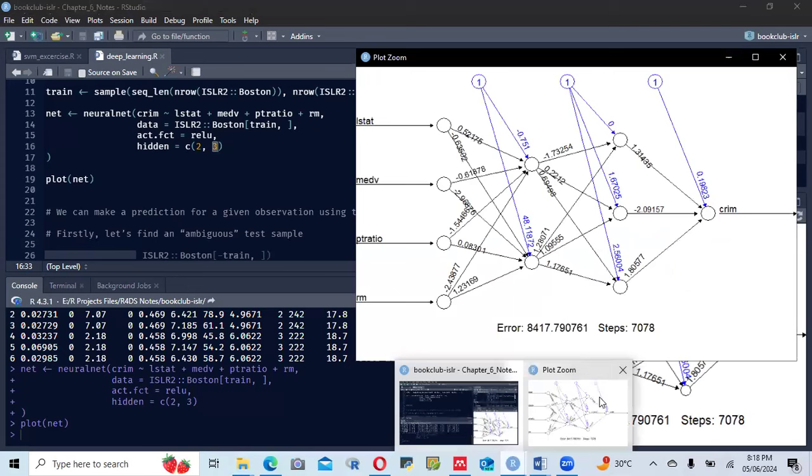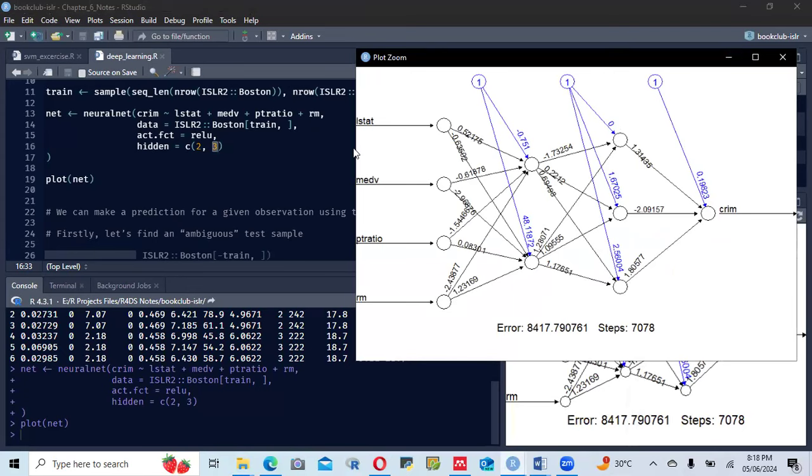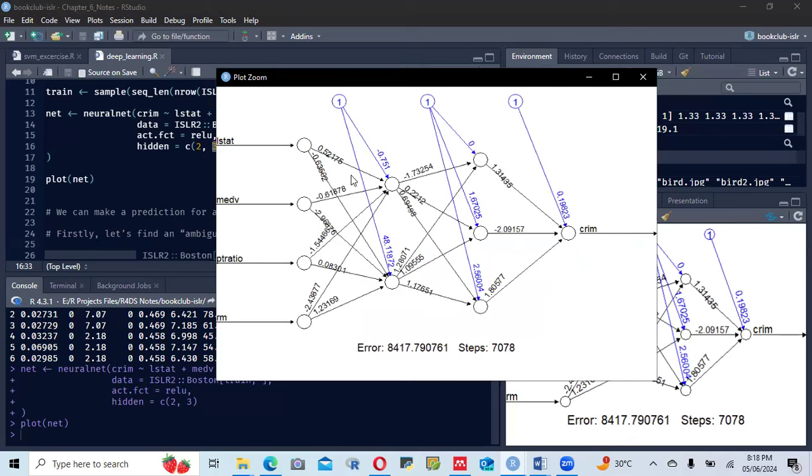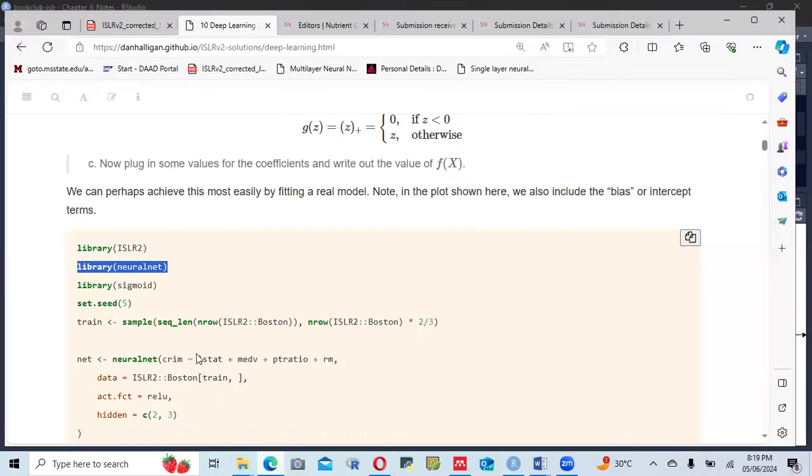So we can see that the predictors are feeding directly. The first layer has 2 hidden units, which is this and this other one. The next has 3 hidden units, which is this, this, and this. And this is our output, which is used in predicting the response, crime, because in our model we said our response value is crime. Here are the error and also the number of steps it took in that model. So let's proceed.